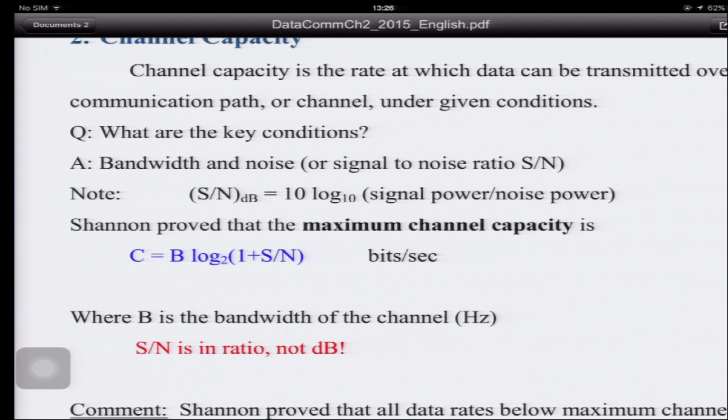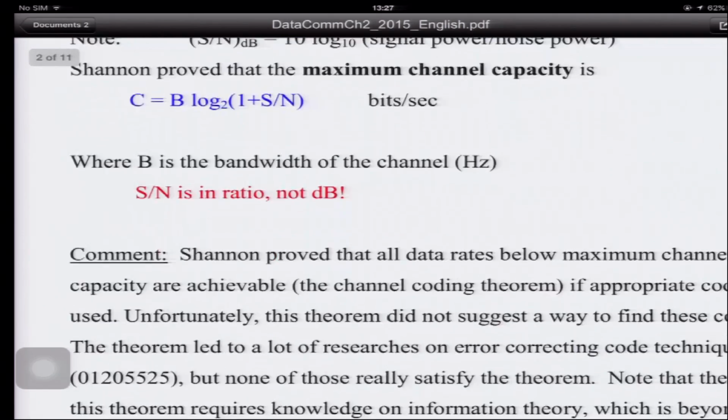Now, Mr. Shannon proved that the maximum channel capacity for a channel that has only additive Gaussian noise is C equal to B times log base 2 of 1 plus S over N. S over N has no unit, it is the ratio, not the dB. And the unit of C is bits per second. B is the bandwidth of the channel in hertz, and S and N, as I said, are in ratio, and not dB.